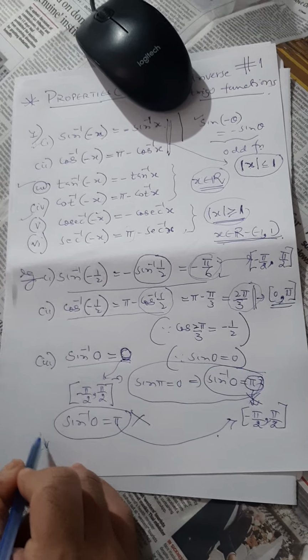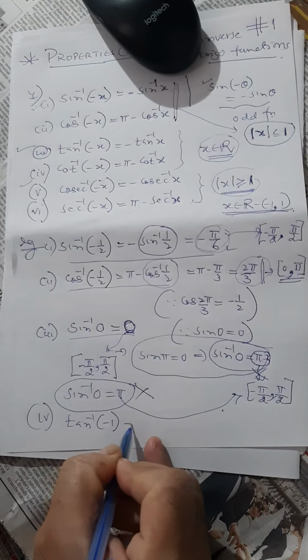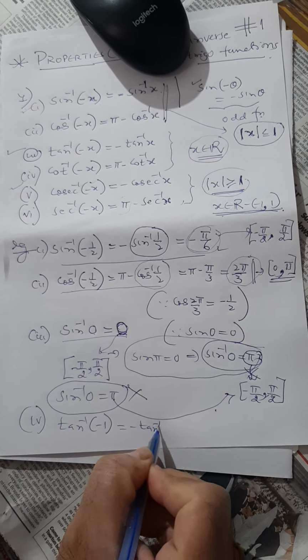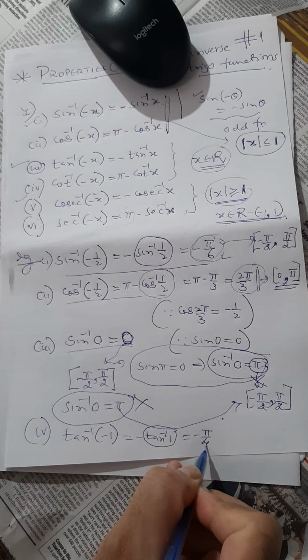Suppose one more, I want to write tan inverse of minus 1. So it is minus tan inverse 1. Now you know tan inverse 1 is pi by 4. So this is minus pi by 4.